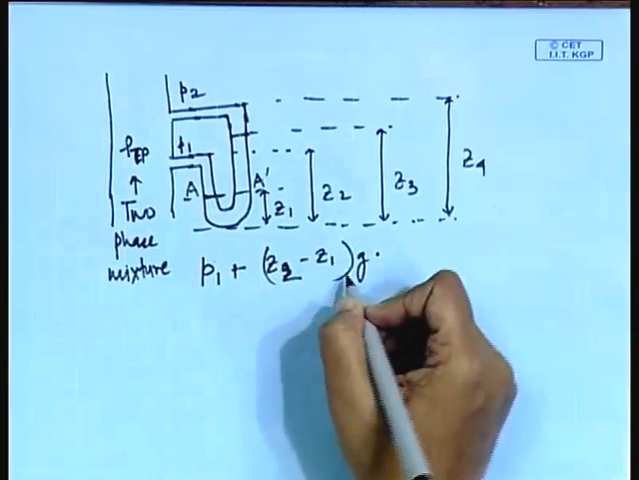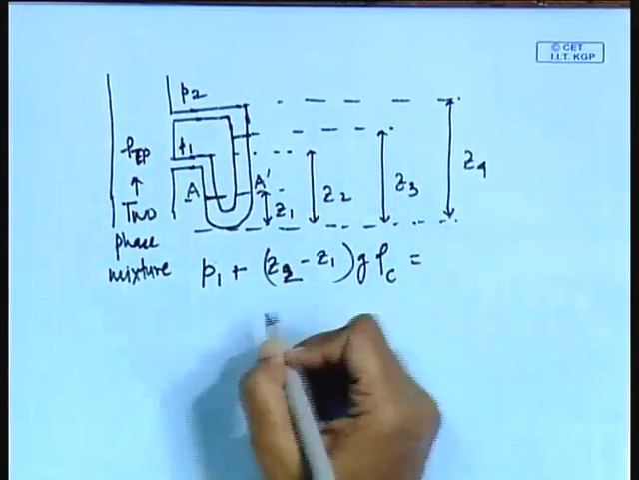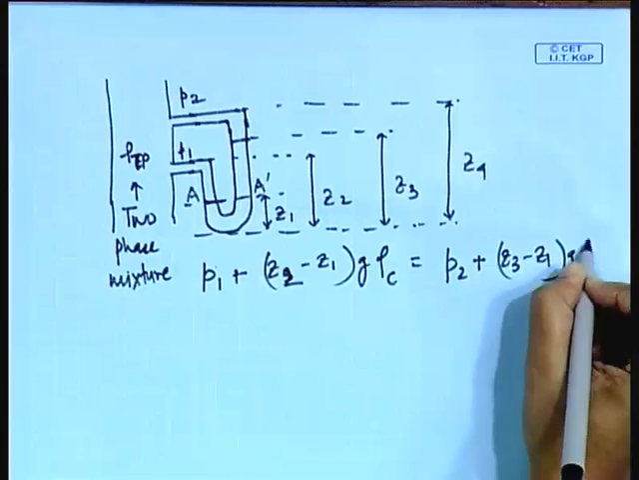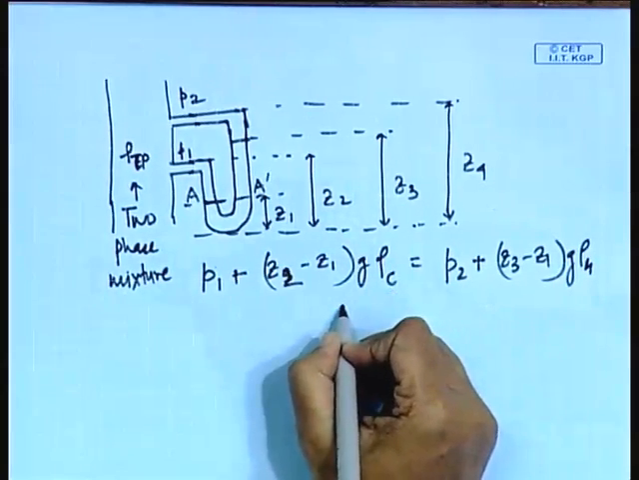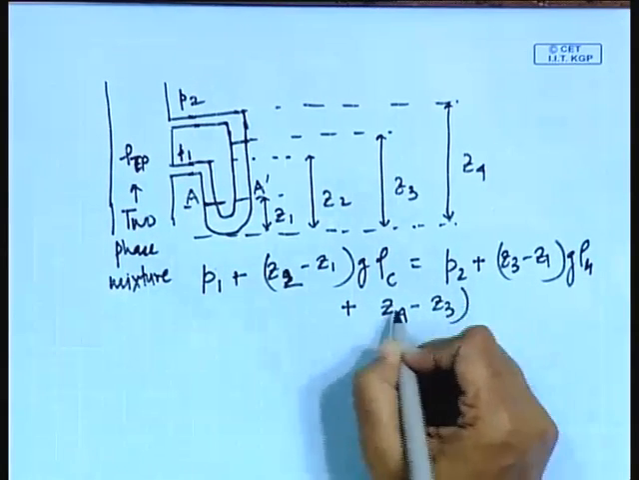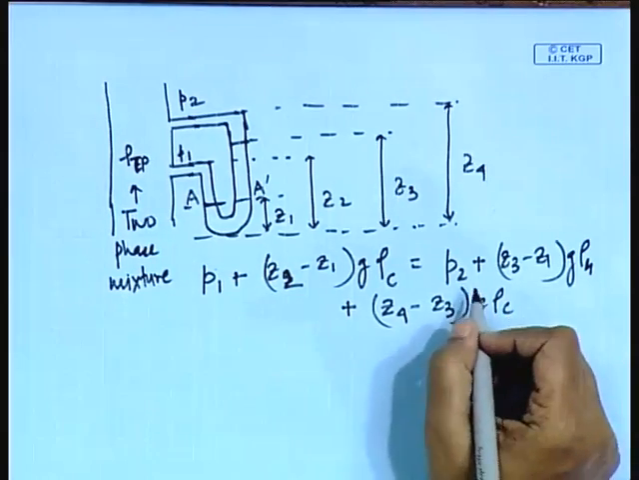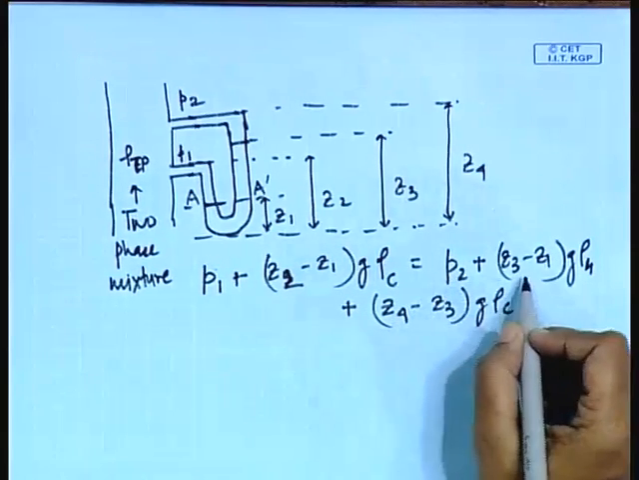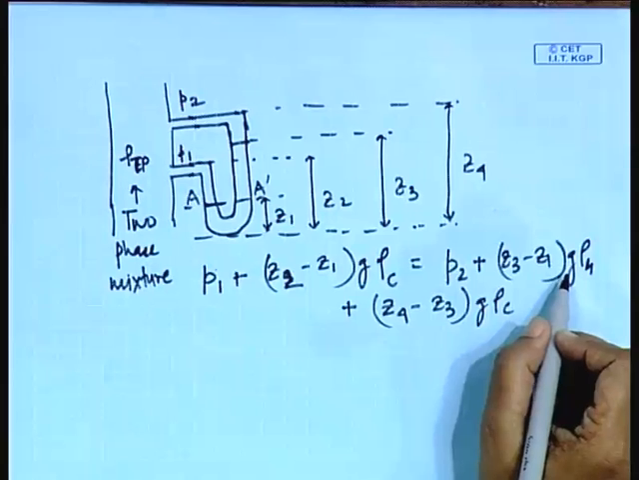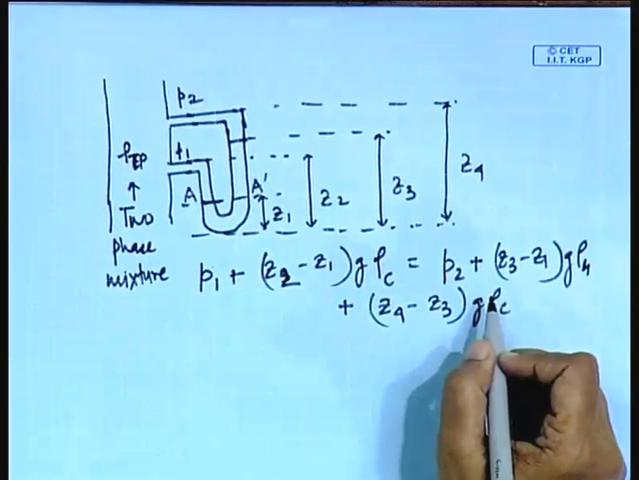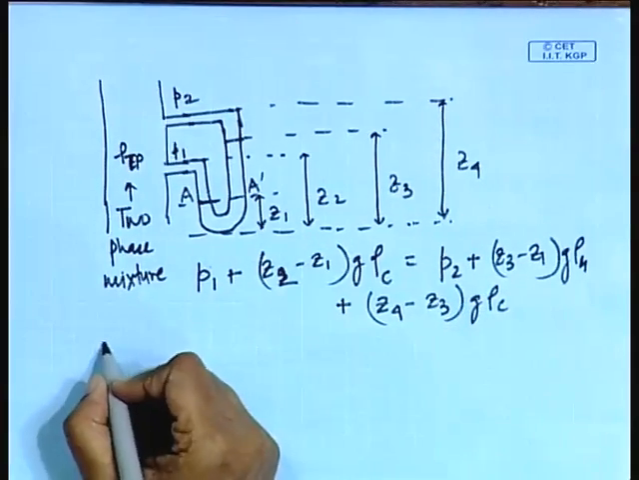It is all right. Z2 minus Z1 G rho C, this is equal to P2 plus Z3 minus Z1 G rho M, okay, plus Z4 minus Z3 G rho C. Just let me check up. This is P1 plus Z2 minus Z1 G rho C. This is equal to P2 plus Z3 minus Z1 G rho M plus Z4 minus Z3 G rho C. Okay.